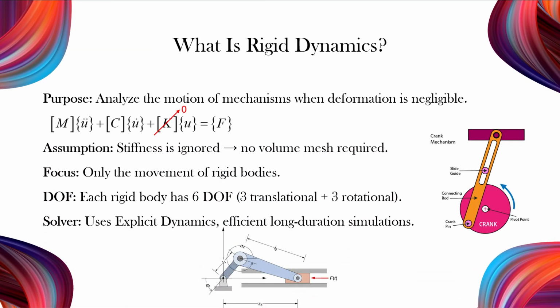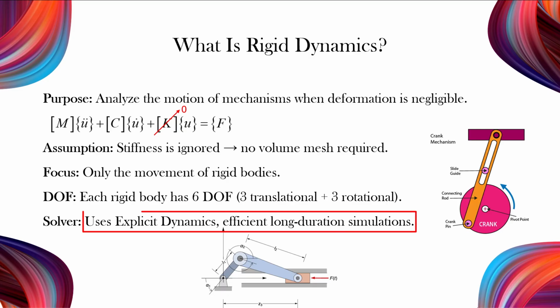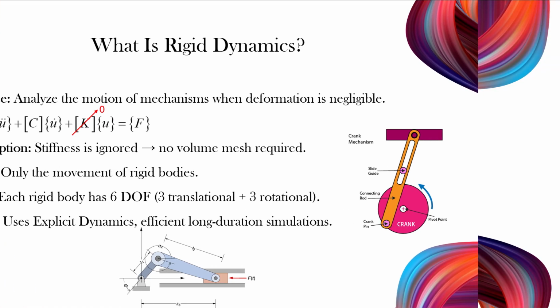Rigid dynamics is a tool for analyzing the motion of a mechanism when deformation is not important. In other words, stiffness is ignored in the equations of motion, so the geometry does not require a volume mesh, and we focus only on the movement of the mechanism. A rigid body has 6 degrees of freedom, and this method uses the explicit dynamics solver, allowing us to simulate models over long durations efficiently.